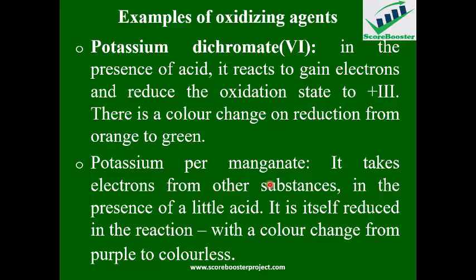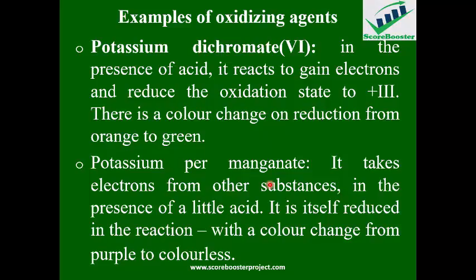Before, the oxidation state of the chromium used to be 6. Now when doing this reaction, it changes to 3. So the color will change, showing that the reaction has taken place. That color change from orange to green is an example of how potassium dichromate(VI) changes during a reaction.